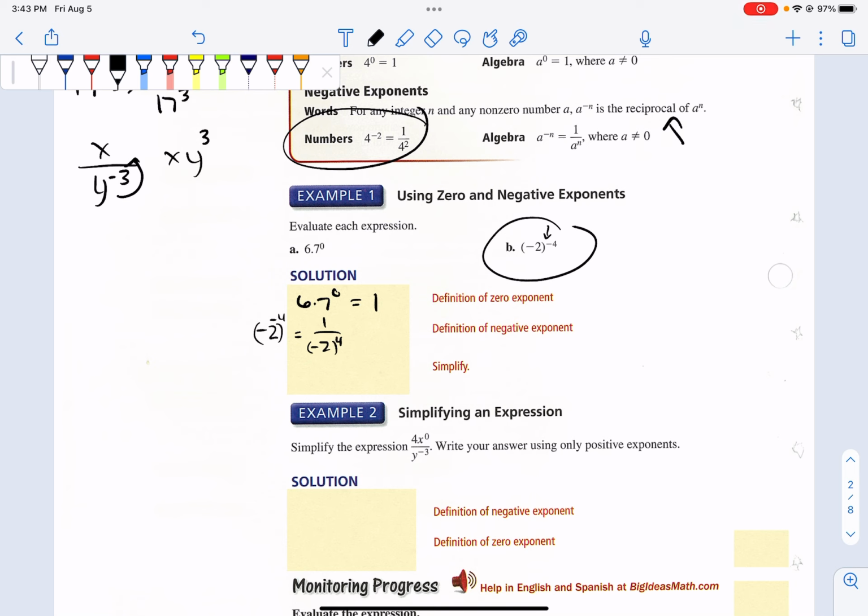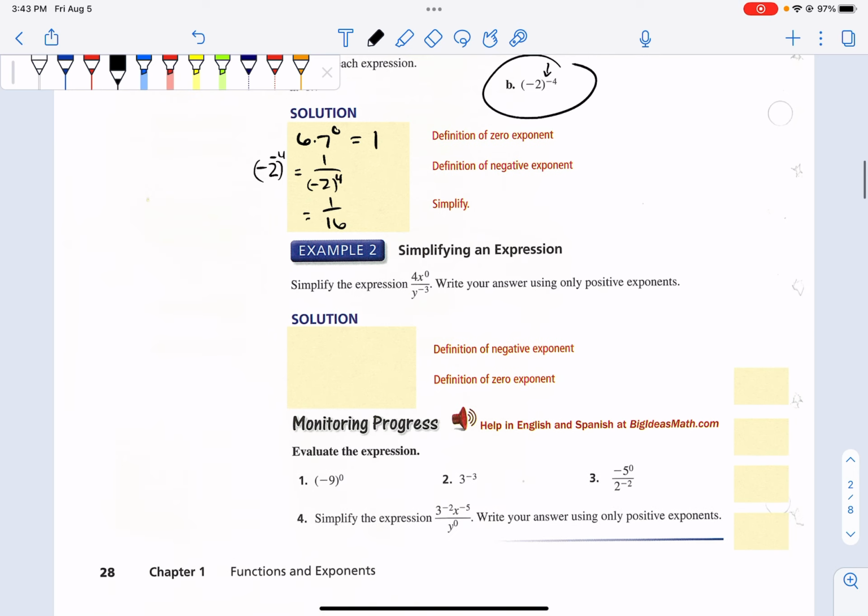And this one I can actually simplify because negative 2 to the fourth power is what? 2 times 2 is 4, times 2 is 8, times 2 is 16. A negative times a negative times a negative times a negative is a positive. So that equals 1 over 16. All right, let's simplify another one.